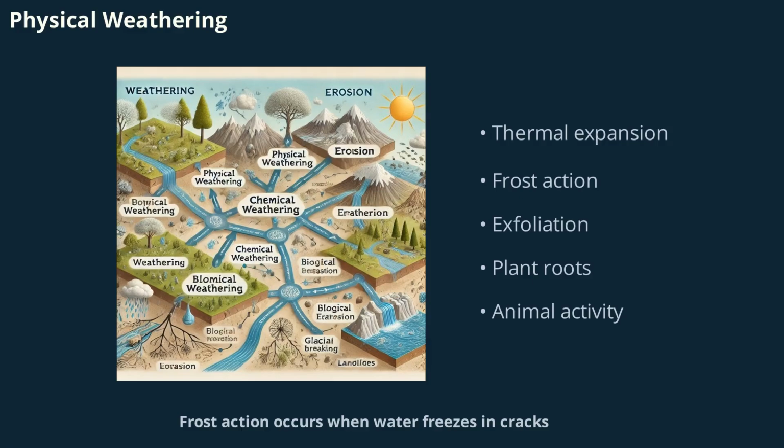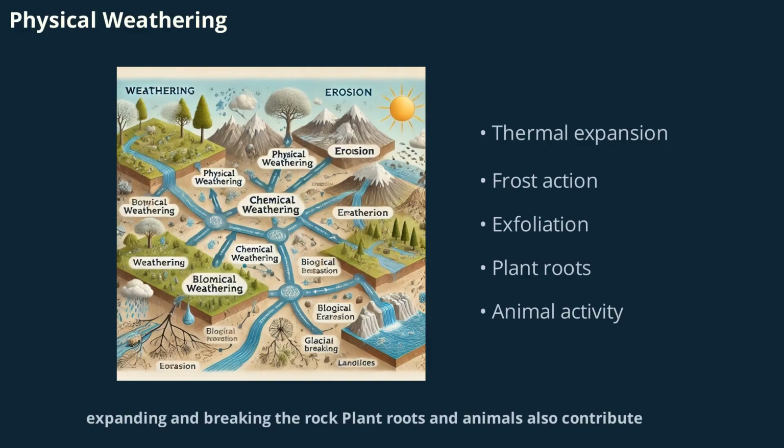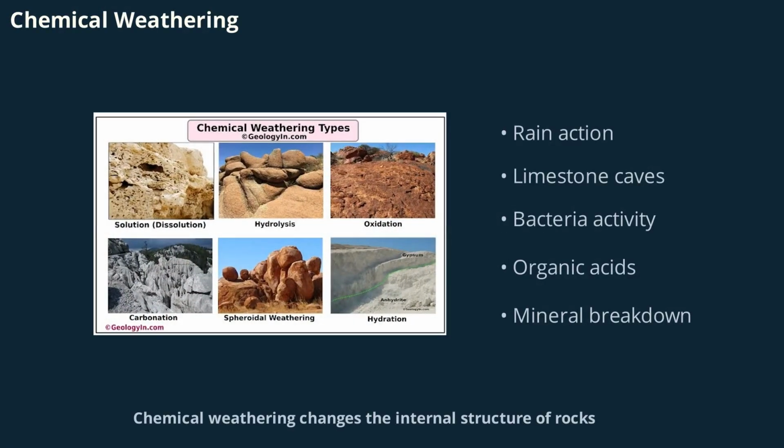Frost action occurs when water freezes and cracks, expanding and breaking the rock. Plant roots and animals also contribute by widening cracks and breaking rocks apart. Chemical weathering changes the internal structure of rocks, often through rain action and the activity of plants and animals.